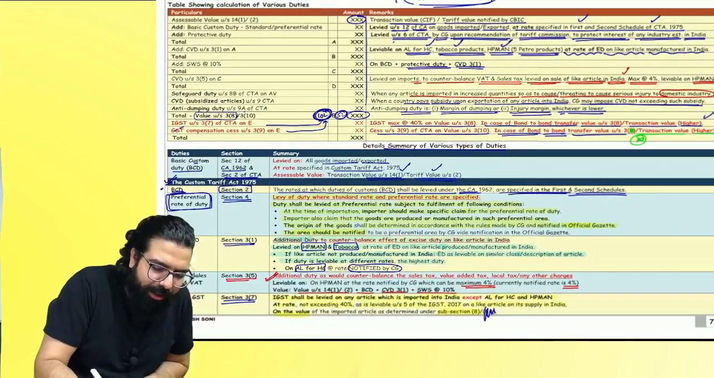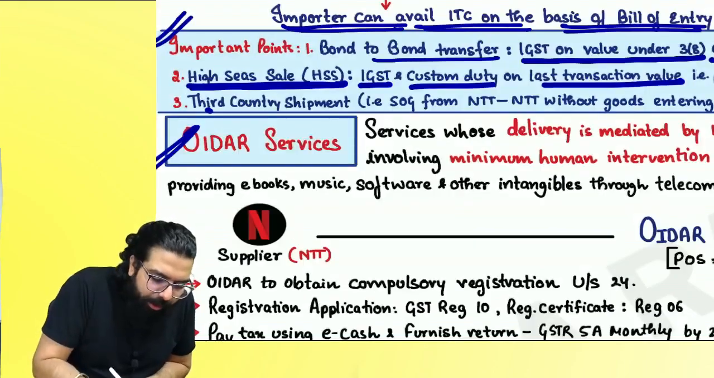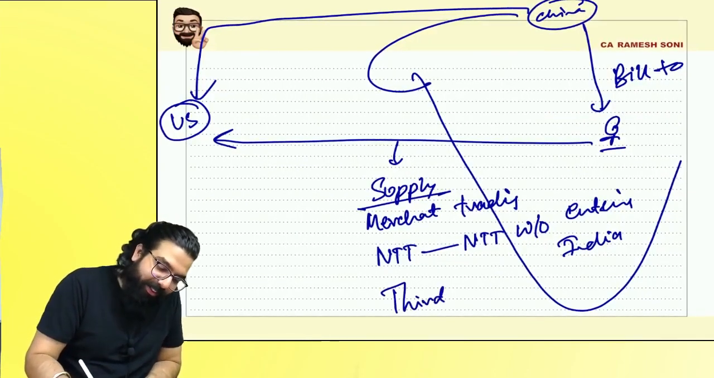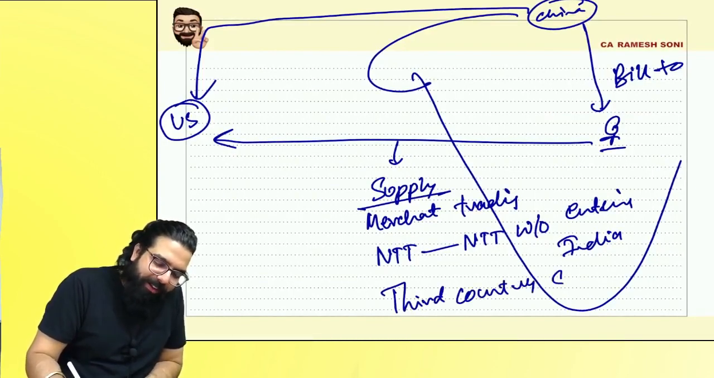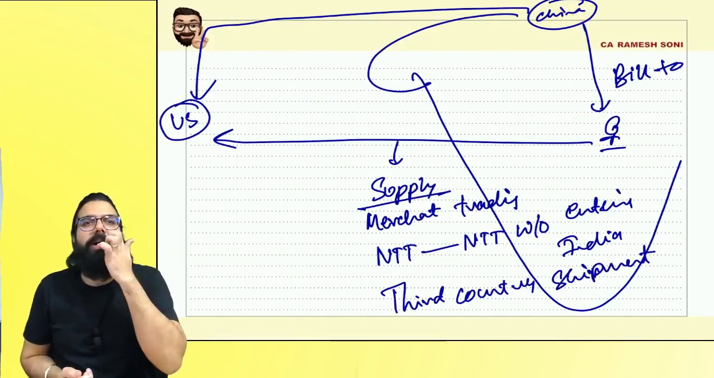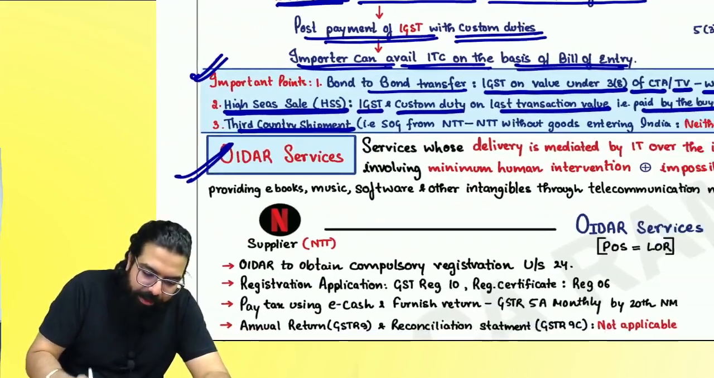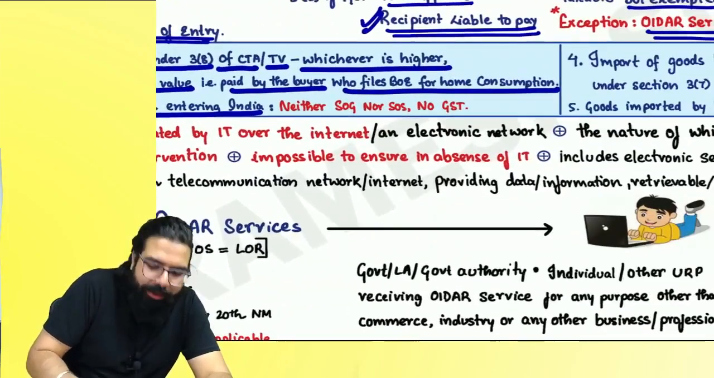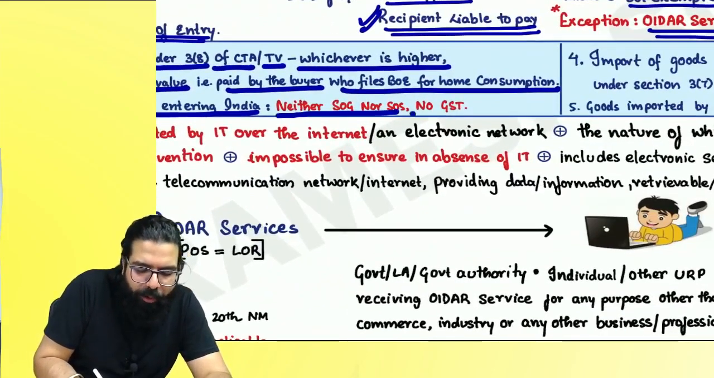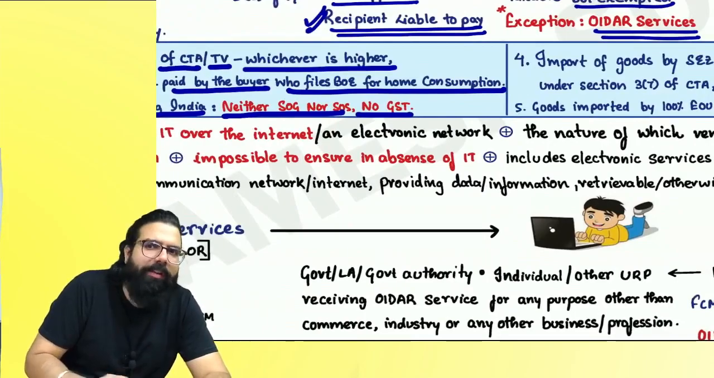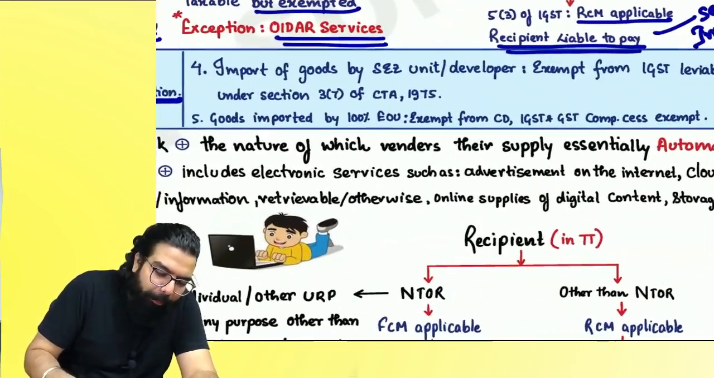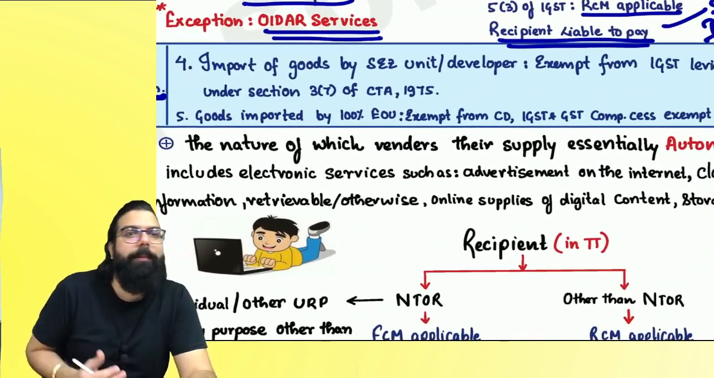Did you guys understand the third transaction? Third country. This is also known as what, everyone? In your exam, please remember: third country shipment. Is my point clear to all? Can I go ahead, everyone? Next. Supply of goods from non-taxable territory to non-taxable territory without entering India is neither supply of goods nor supply of service, no GST, no customs duty, nothing. Everyone, these are all important points which I feel that you should remember.